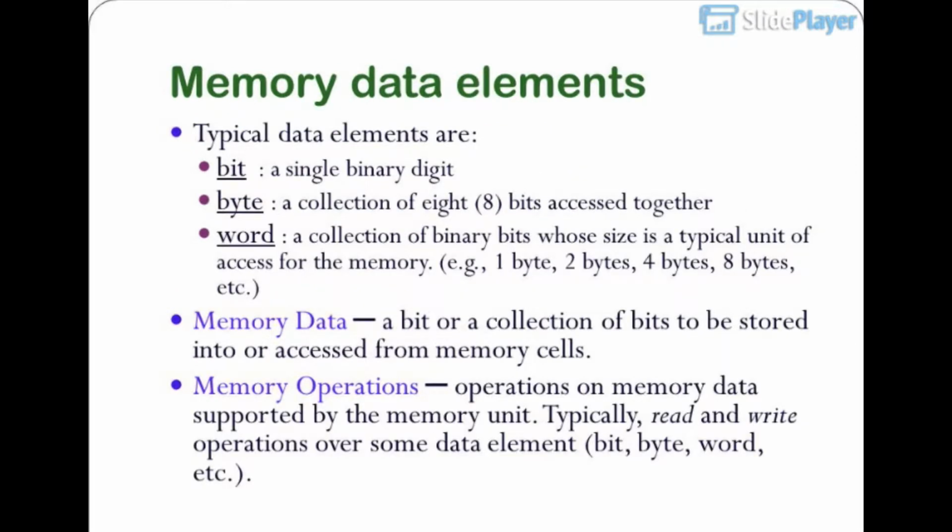Memory data elements. Typical data elements are: bit, a single binary digit. Byte, a collection of 8 bits accessed together. Word, a collection of binary bits whose size is a typical unit of access for the memory, for example 1 byte, 2 bytes, 4 bytes, 8 bytes, etc. Memory data: a bit or a collection of bits to be stored into or accessed from memory cells. Memory operations: operations on memory data supported by the memory unit, typically read and write operations over some data element: bit, byte, word, etc.